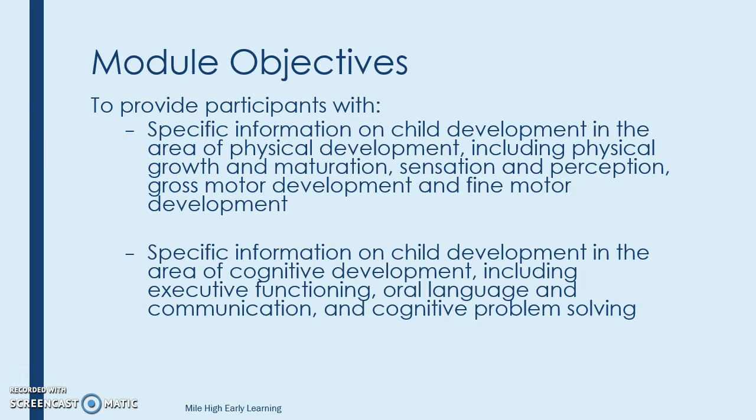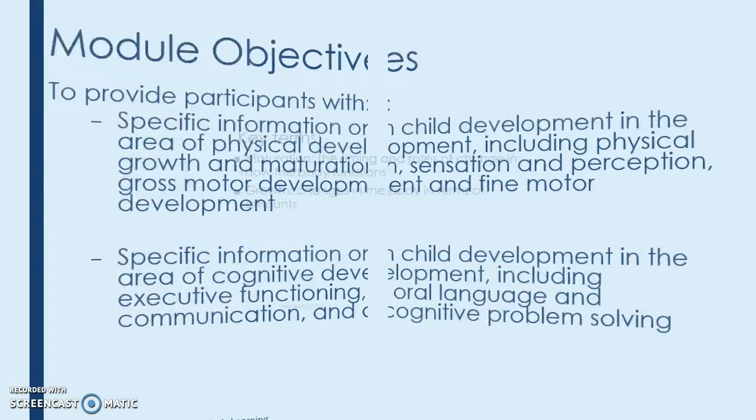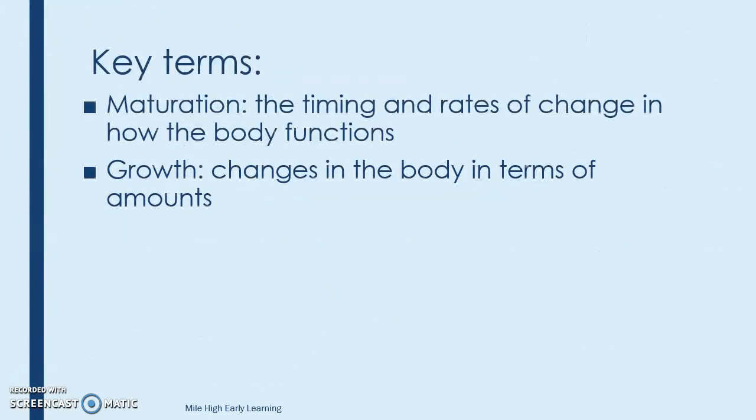In this module, we are working to provide participants with information on child development in the area of physical development, including physical growth and maturation, sensation and perception, gross motor development and fine motor development, and then we're also looking to provide information on child development in the area of cognitive development, including executive functioning, oral language and communication, and cognitive problem solving. We are going to talk about physical development this week, and then we will move into cognitive development next week. So first, it's important to define some key terms.